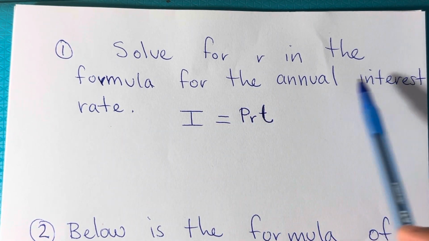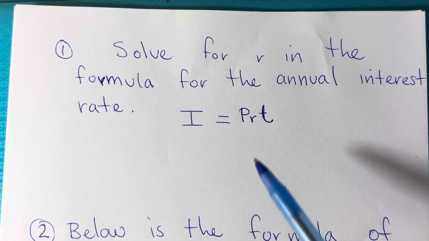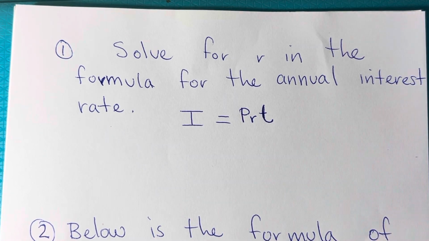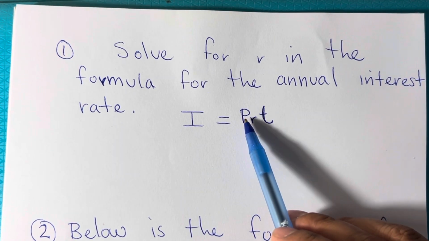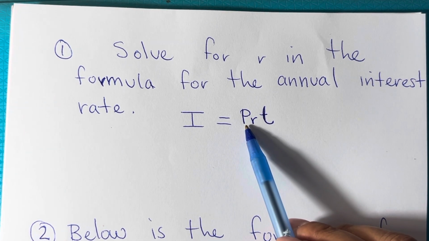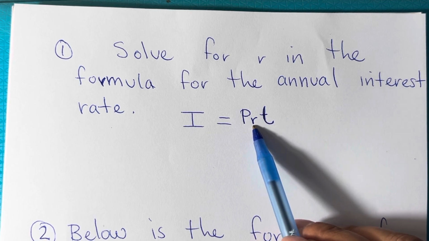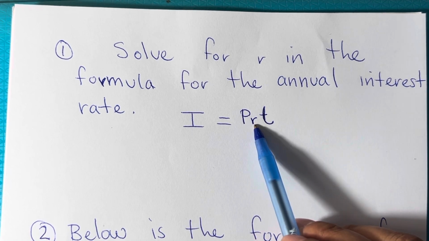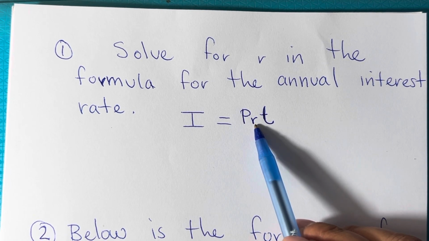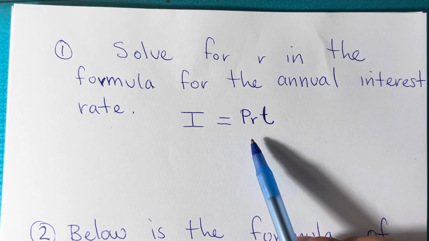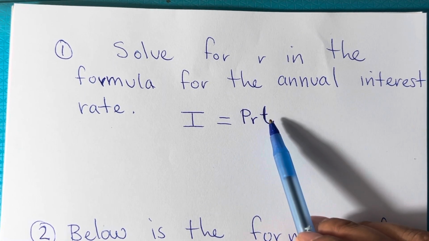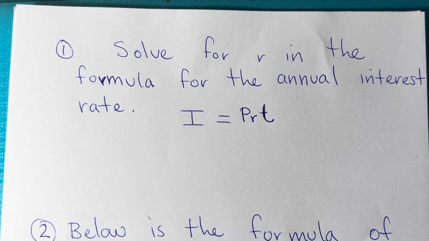So this is talking about the annual interest rate. The I represents the total amount of interest that you pay. The P represents the principal, the amount of money that you borrowed. The R represents the rate, the interest rate that you're paying for that amount. And then T represents the time in years, okay?